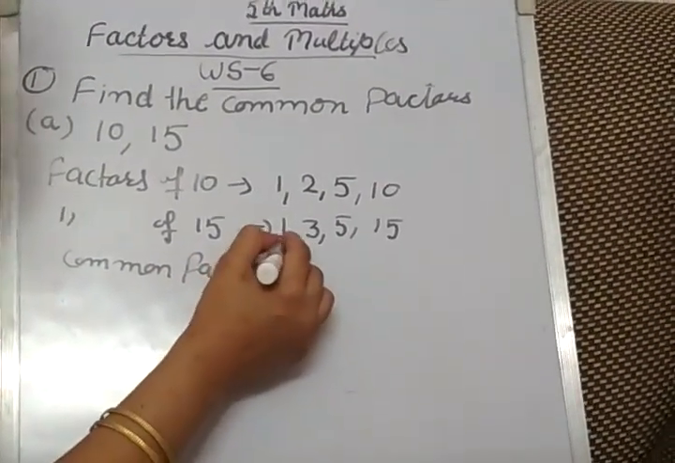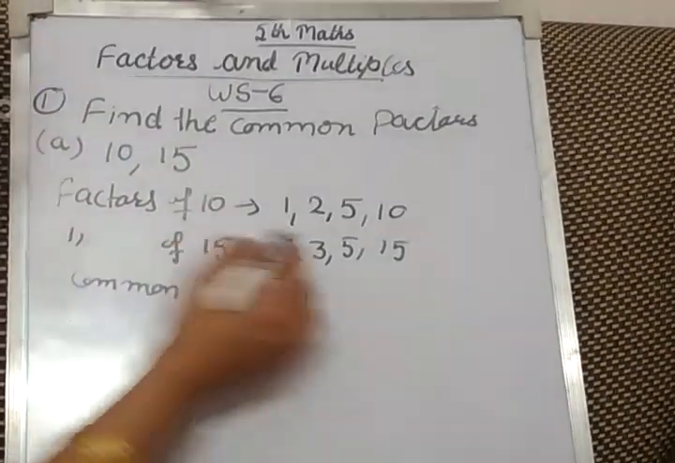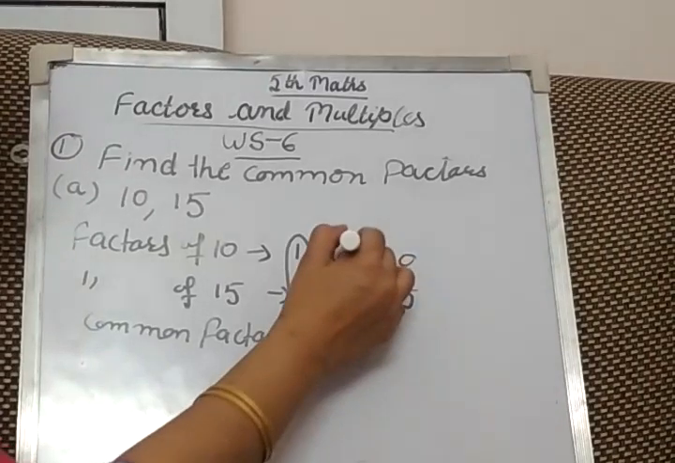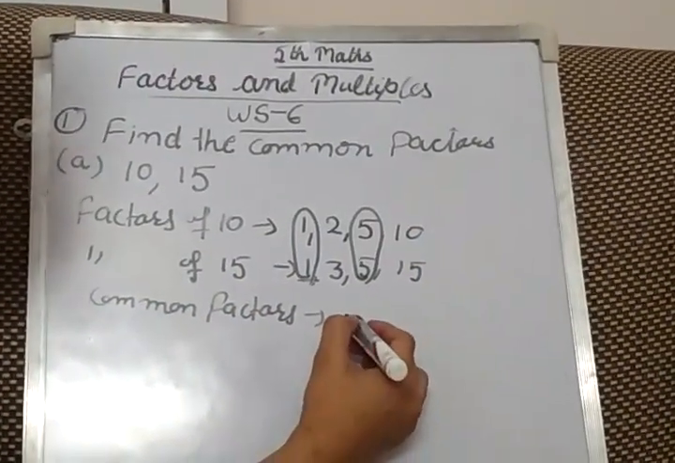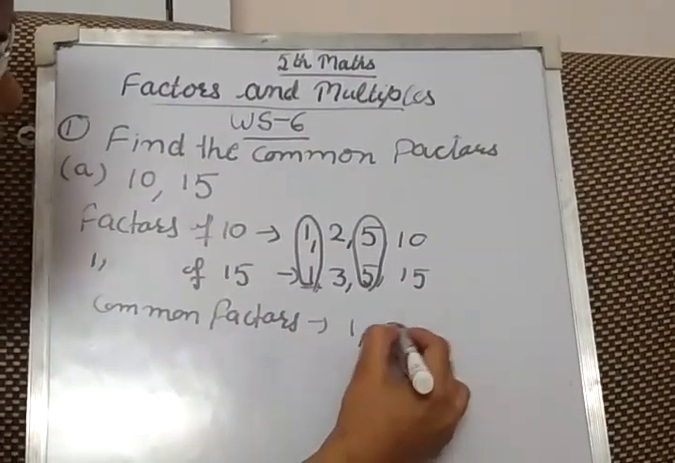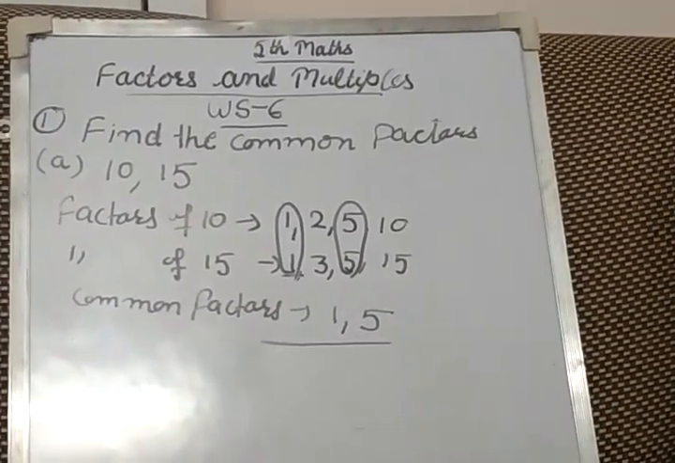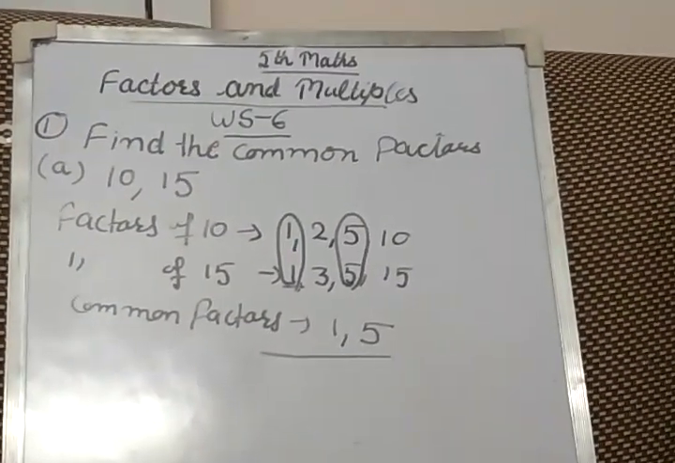Common factors. 1 is the common factor of all the numbers. Now 5 is common. Common factors are 1 and 5. Only these parts you have to do. Find the common factors. Do not do the next ones.